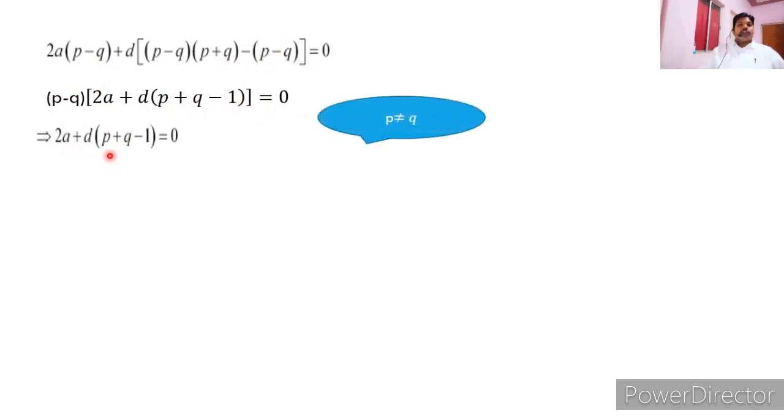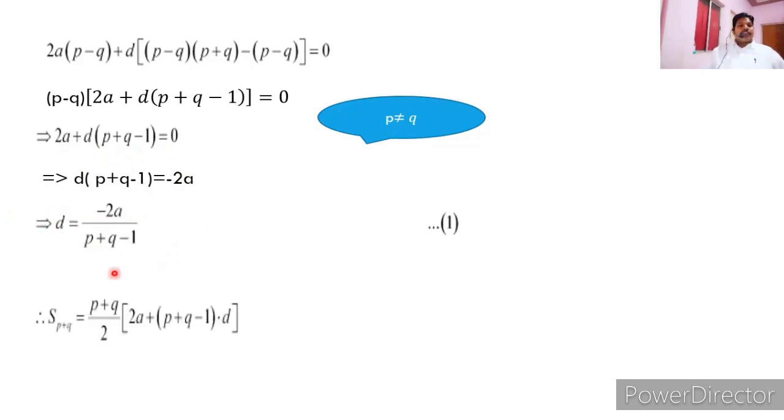Take that 2A to one side. So D into P plus Q minus 1 equals minus 2A, since this 2A goes to the other side. So D is equal to minus 2A, taking P plus Q minus 1 into the denominator. So we have calculated the difference. The common difference is minus 2A by P plus Q minus 1. Do all of you understand, students? We took that the sum of p terms is equal to the sum of q terms, simplified it, and got the common difference.